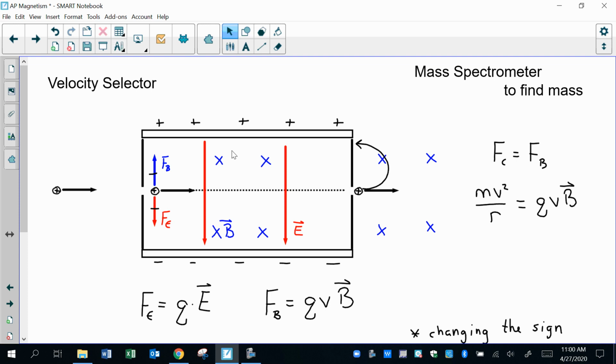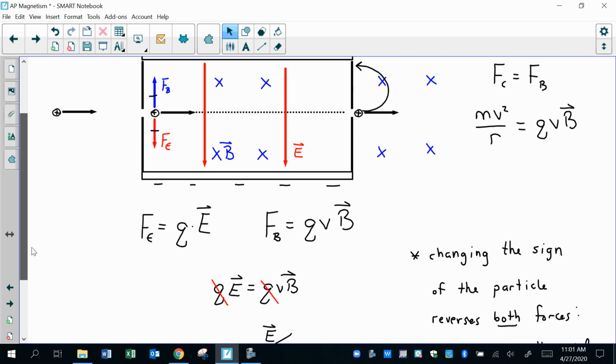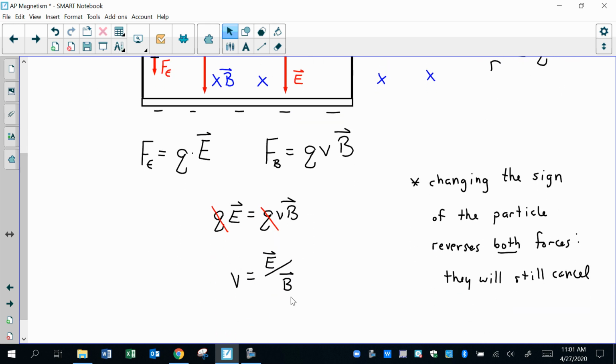A velocity selector allows me to get particles that I know must have a particular speed. And I know they have a particular speed because they made it. If they went too fast, they would have crashed. If they're going too slow, they would have crashed. If I had a negative charge instead, my red arrow points in the other direction, but my blue arrow also points in the other direction. So that's called the velocity selector. Basically those two forces, put them together, and all I need is a ratio of electric field to magnetic field.